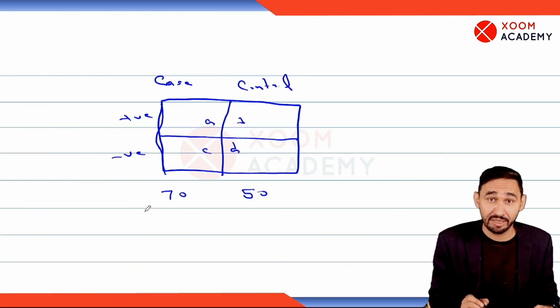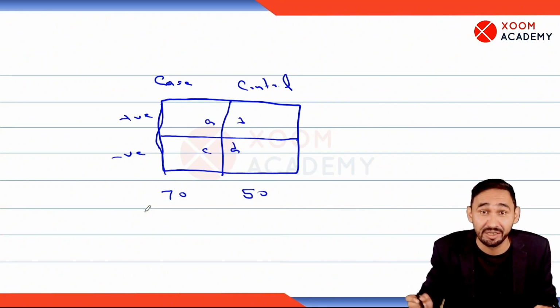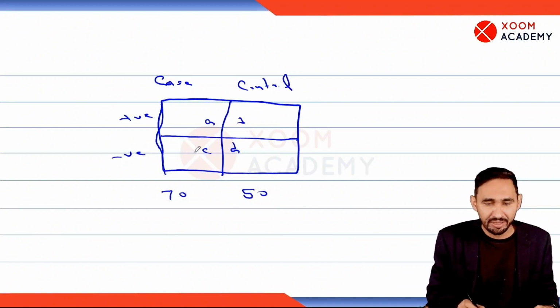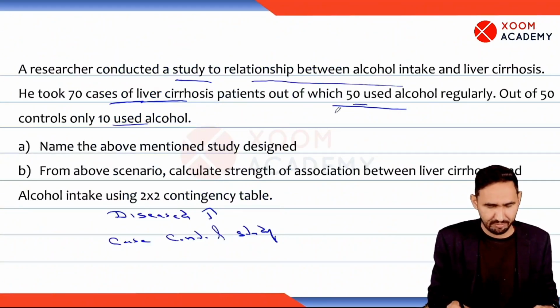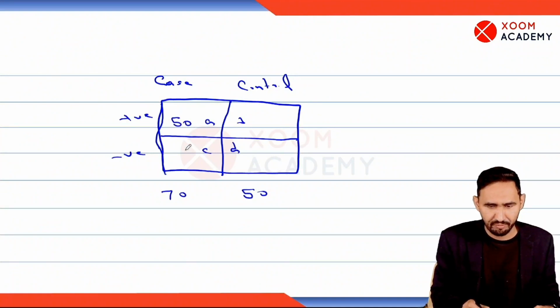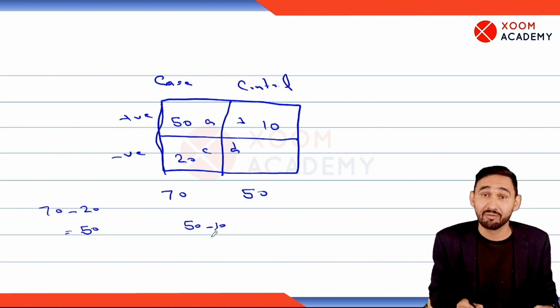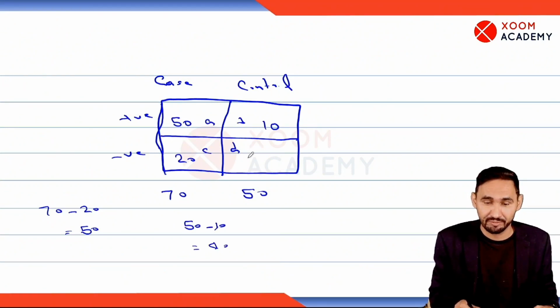Remember one thing, we have to move in upward direction or downward direction in case control study because we divide the case into exposed and non-exposed. Among 70, 50 use alcohol. So 50 were exposed and 20 were non-exposed. How? We subtract exposed from 70 and we'll get those who are non-exposed. So 50 plus 20 is 70. And 10 who are controls, who are not having the disease, were alcoholics. So we subtract 10 from 50 and we'll get non-exposed people. It is 40. So we see that 10 plus 40, 50 controls, 50 plus 20, 70 cases.